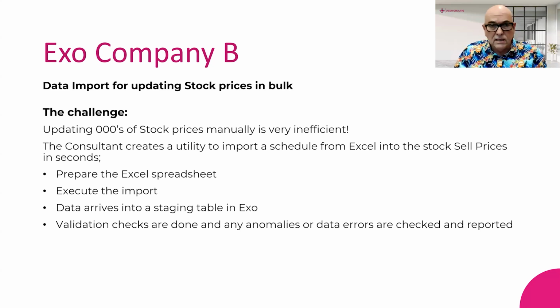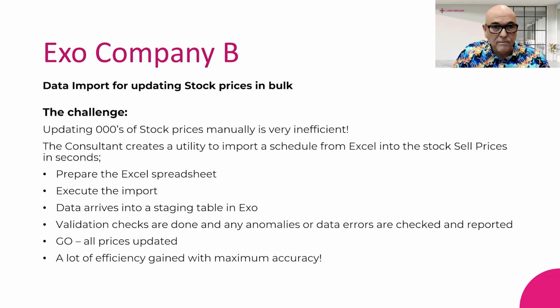In this case, it goes to a staging table in Exo so that before it's absolutely confirmed, it gets validated there to make sure it all arrives. Anything that is not quite right can happen with imports, as we know, if there's one cell that's slightly out of sync or has a data character in it that's going to trip it up. So that's all reported and validated. Once everyone's happy, you press go and all the prices are updated. So that's our example from Company B.